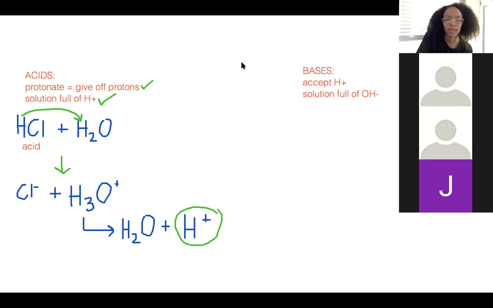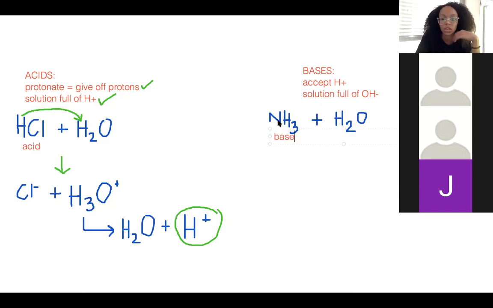Similarly, we can do an example of a base. The base we'll use is NH3. NH3 is ammonia. NH3. And again, this is in solution with water. All right, and what do bases want to do? Let me write base.